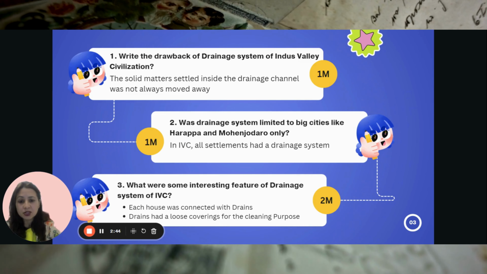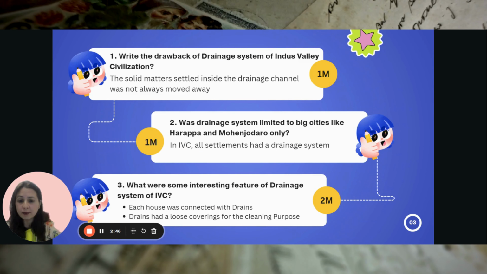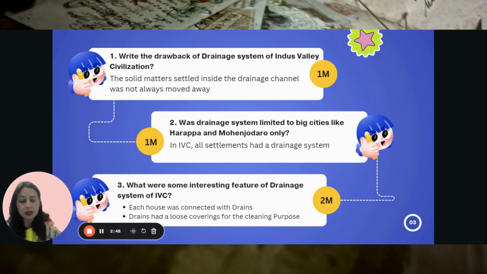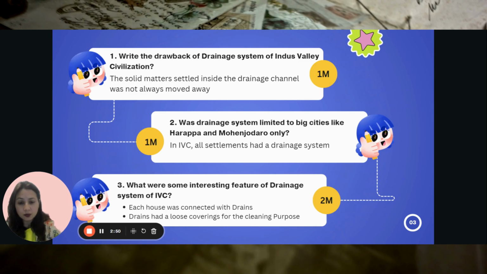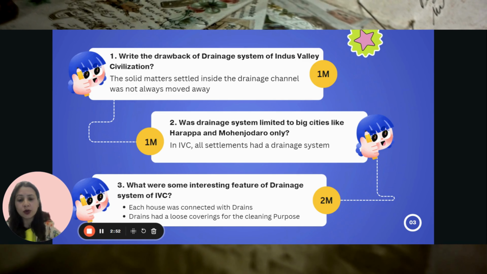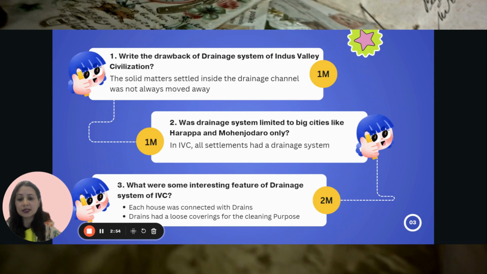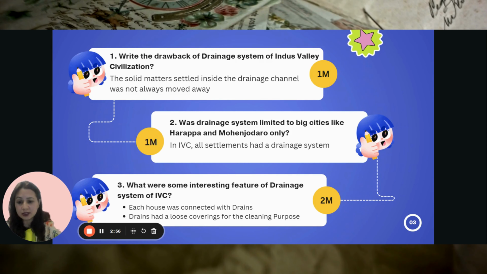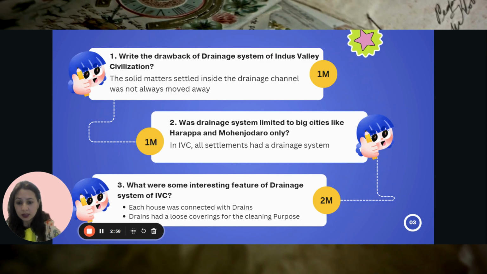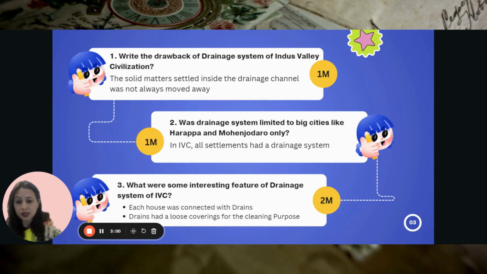Second question: was drainage system limited to big cities like Harappa and Mohenjo-daro only? Indirect. So you will find that it was not limited only to Harappa and Mohenjo-daro, but all the settlements in IVC had drainage system. Last, some interesting features of drainage system of IVC.